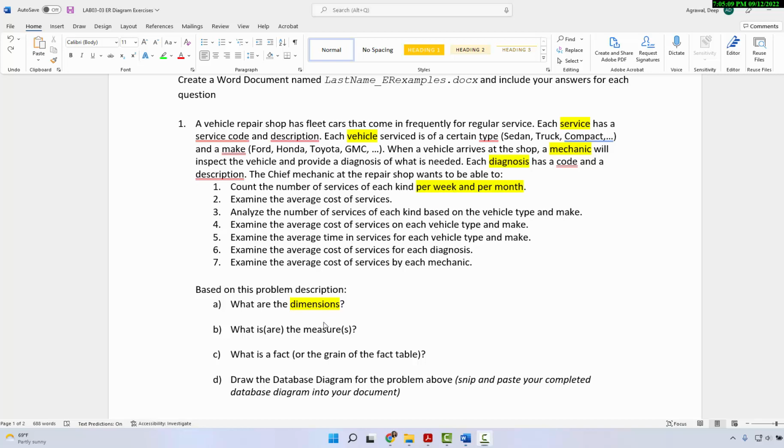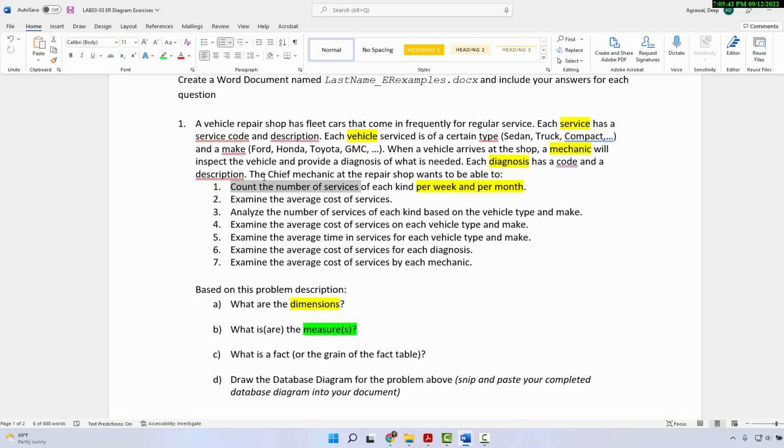So now let's look at measures and discuss how you find the measures here. So I'm going to pick a different color to highlight these. So how do we know what a measure is? These are usually the quantities, and they help us figure out calculations. So let's read the first question. It says count the number of services of each kind per week and per month. Okay, so we already have per week and per month handled in the dimension. We need to count the number of services.